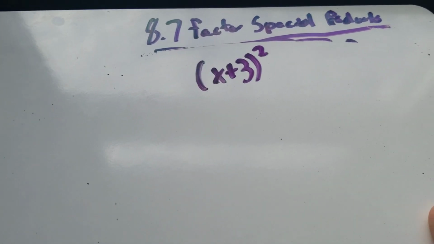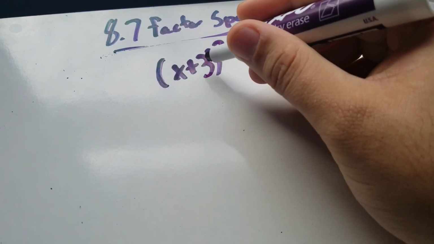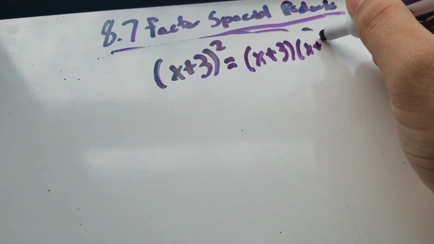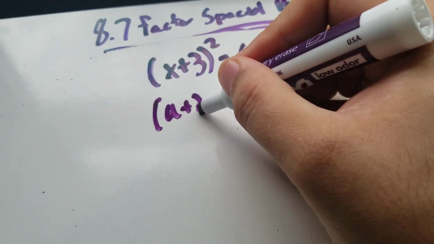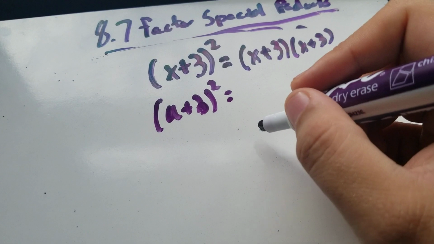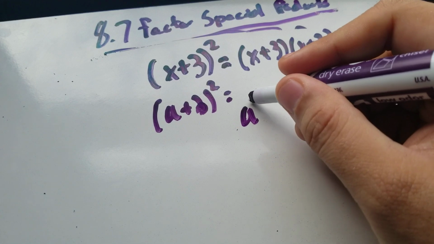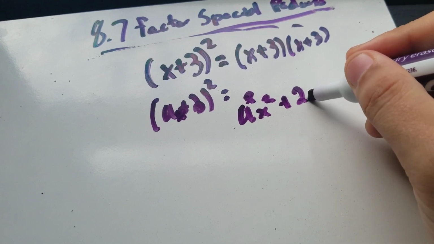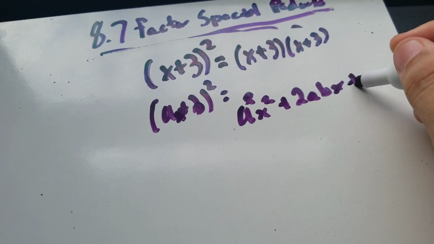Okay, so before we start factoring the special product, let's talk about what was the special product. If you remember, x plus 3 squared, you were forced to rewrite it as x plus 3, x plus 3. But this had a special rule. So a plus b squared will become a squared x squared plus 2 times a times b times x plus b squared.